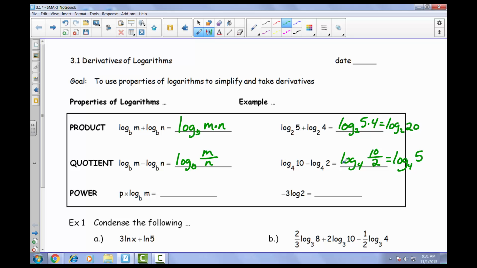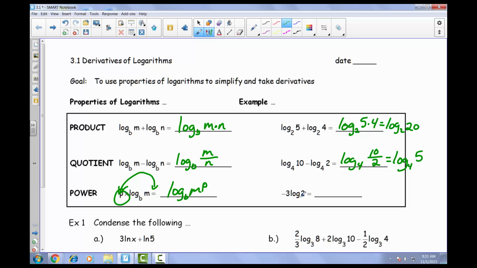The power property pretty much just says that if you have a number or constant in front of our log, we can apply it as the exponent for our m value. So that thing is interchangeable. You can bring that up to the front, bring it back. That's known as your power property with logarithms. And so we still have that log base b of m, but now that exponent would be raised to that p power.